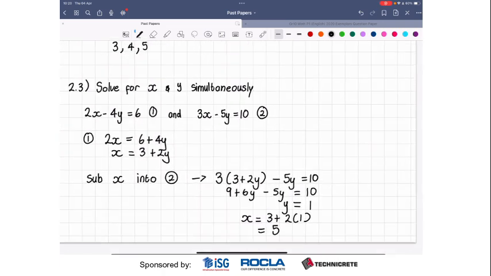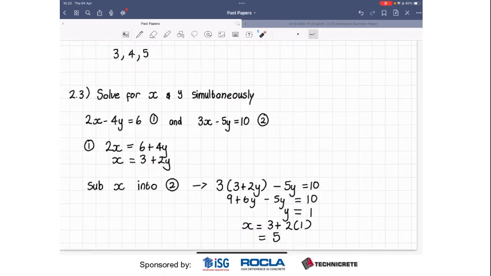And you can double check if you got that correct by putting x and y back into either of these equations. So here I'm going to write 5, and here I'm going to write 1, and you should get an answer equal to 6. And similarly, here I'm going to put 5, and here I'm going to put 1, and you should get your answer equal to 10.